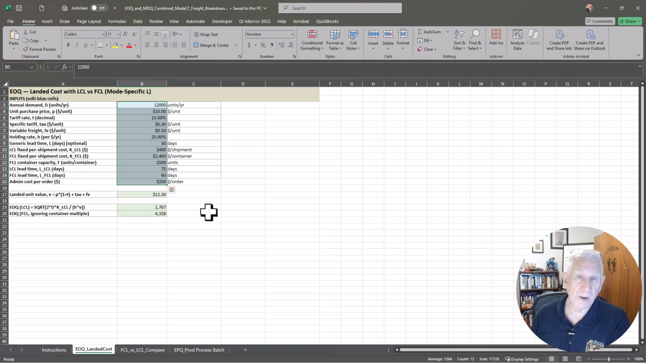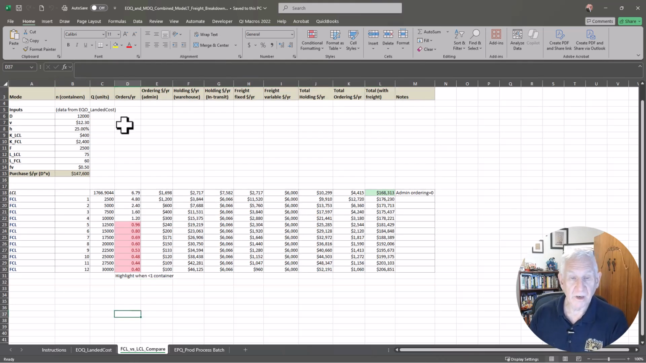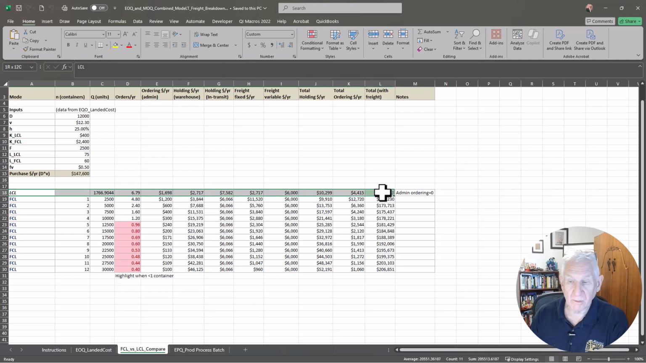The EOQ based on LCL, so a smaller order quantity, which is going to be offset by more transportation, or the EOQ if we're using full container loads. So let's look at how that breaks out. And this is the second tab. Now notice in here, as it brings over the data from the blue cells in the first tab, we see the purchase spend 147.6. And then we look at the LCL, you can see where we run across our total cost here is 168, which includes all the holding costs and all the freight costs.